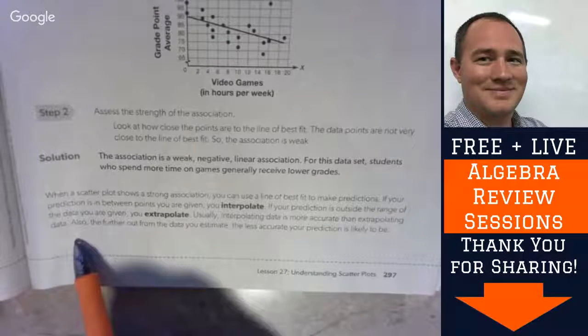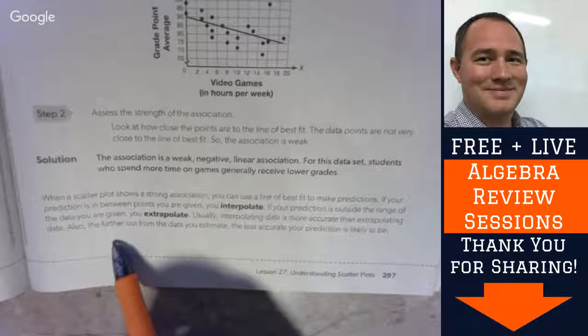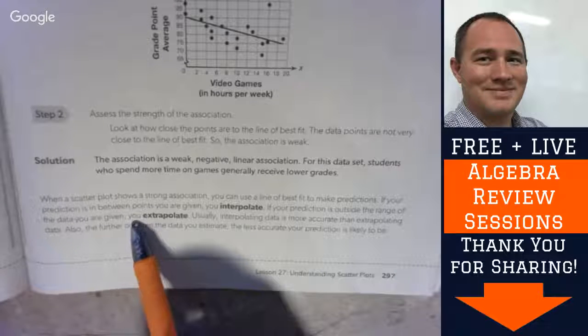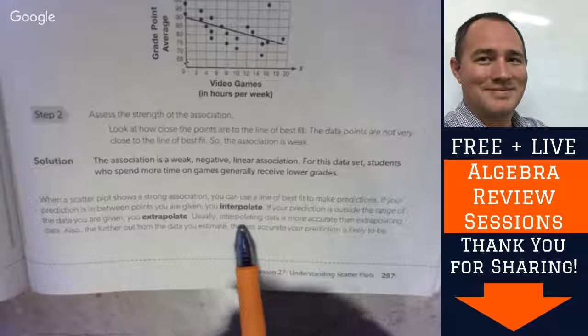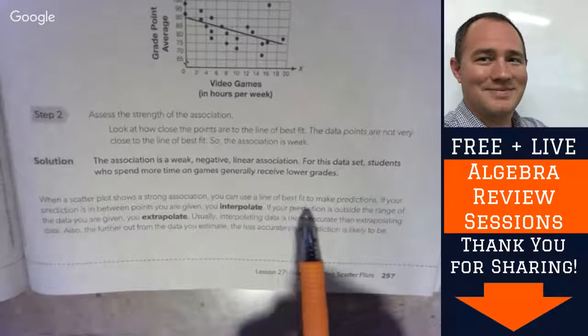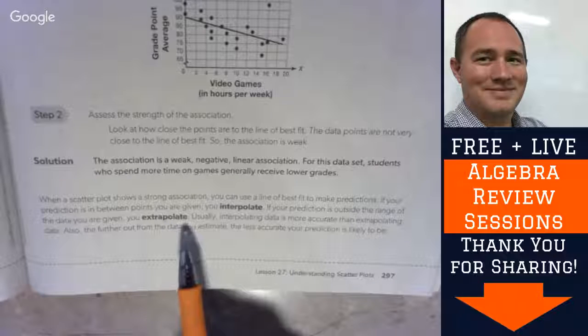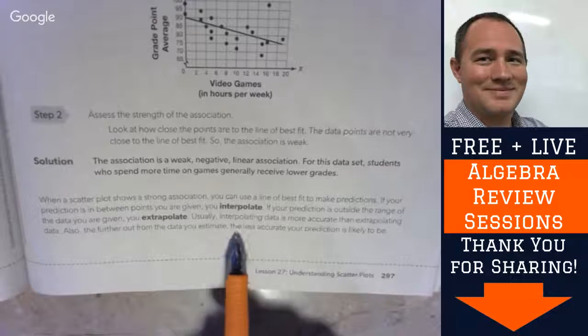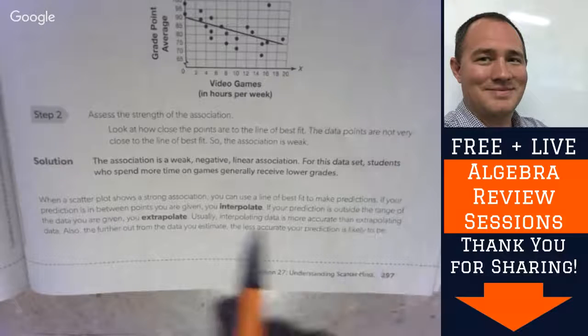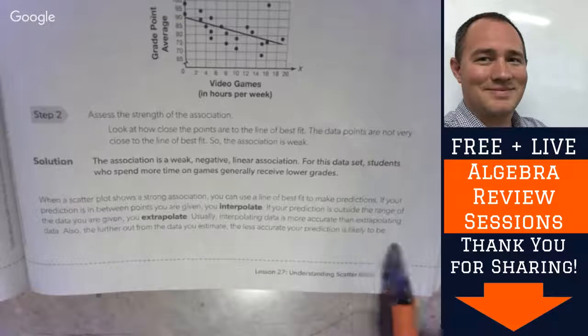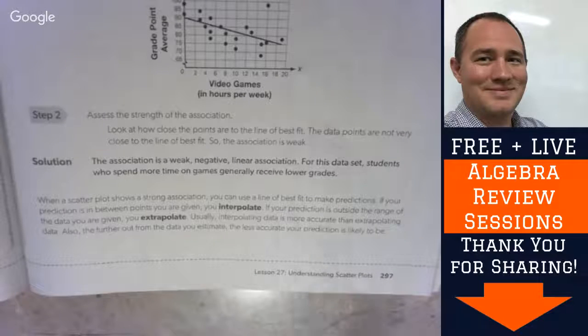Okay, so when a scatter plot shows a strong association, you can use the line of best fit to make predictions. If your prediction is between points you are given, you can interpolate. If your prediction is outside the range of the data given, you extrapolate. Usually, interpolating data is more accurate than extrapolating data. Usually, the further out from the data you estimate, the less accurate your prediction is likely to be, right?